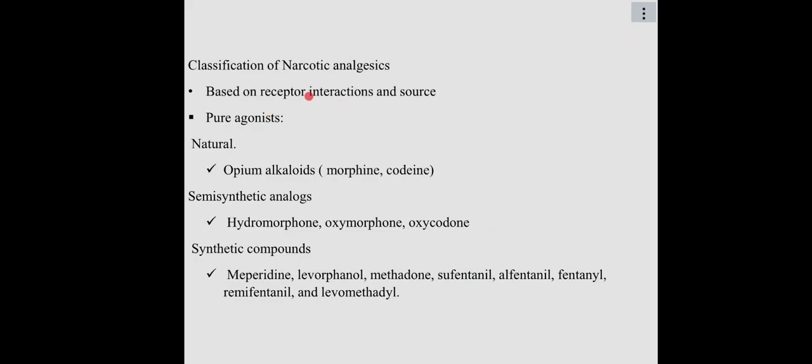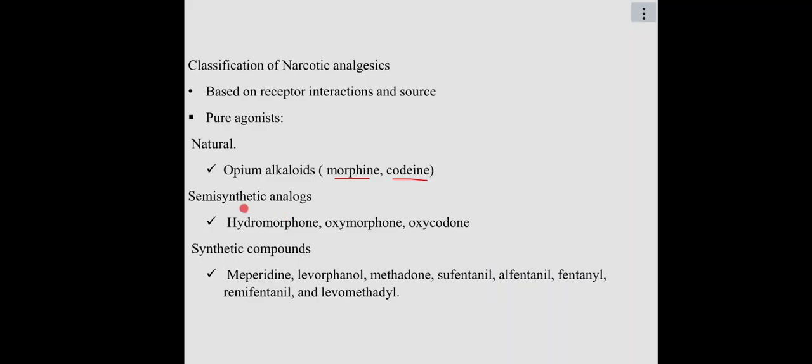When we were looking at the classification of the narcotic analgesics, again, the classification is not cast in stone. Sometimes you might talk about a partial agonist, and it can also be considered a mixed agonist-antagonist drug, so sometimes there can be interchange. But for some of them, they are what they are. So, based on receptor interaction and source, we can talk about the naturally occurring, which we call the opium alkaloids. We have morphine and codeine. These ones are naturally occurring.